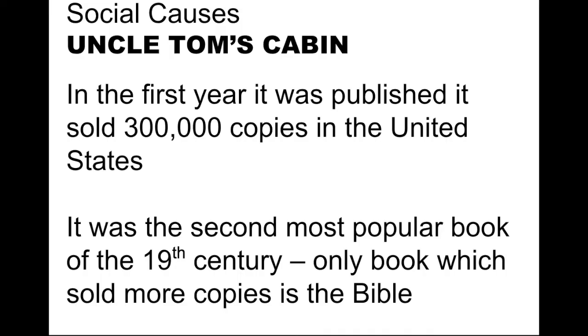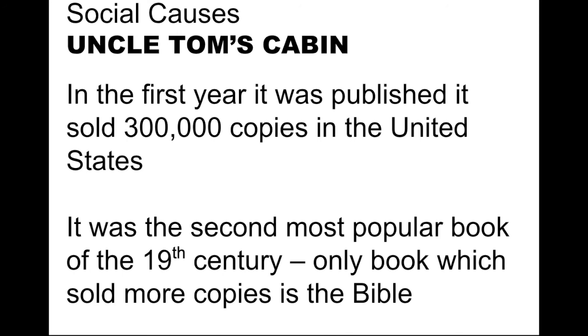So Uncle Tom's Cabin becomes one of the most influential books ever published in United States history. Now think about this statistic. In the first year that it was published, it sold 300,000 copies. We're talking about the mid-1850s here, so there weren't huge bookstores and Amazon and all those kinds of things. That is a humongous number of books to be sold at that time period.